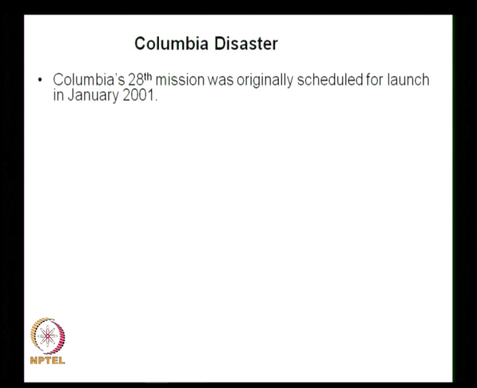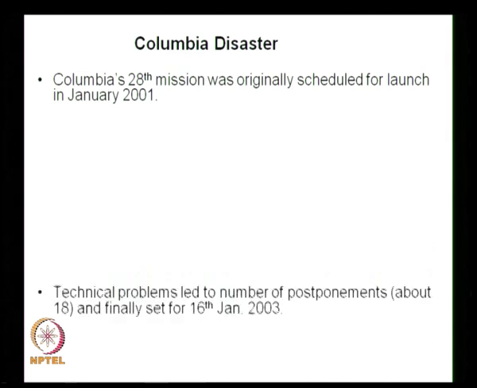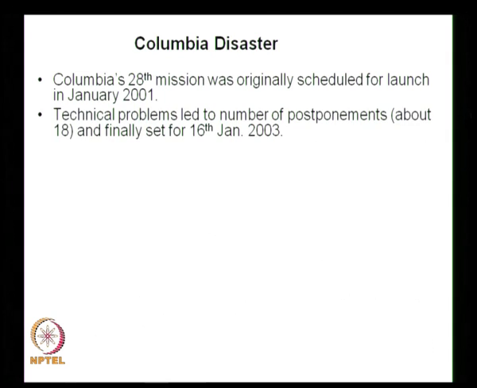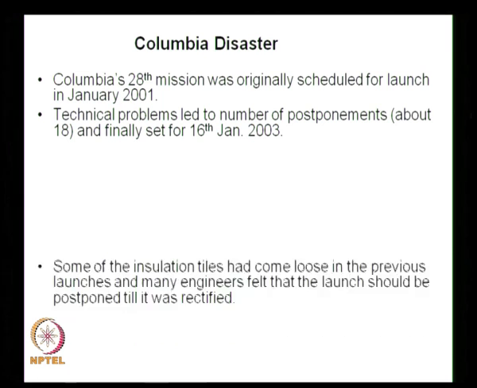As mentioned, this was the 28th mission, which was originally scheduled for launch in January 2001, but technical problems led to a number of postponements, about 18, and finally the mission was set for 16th January 2003. So, there were so many delays and so many problems, and finally after 2 years of delay it was set for 16th January 2003.